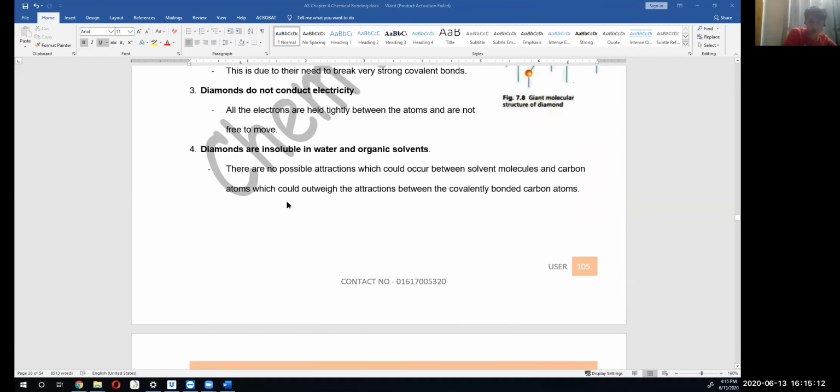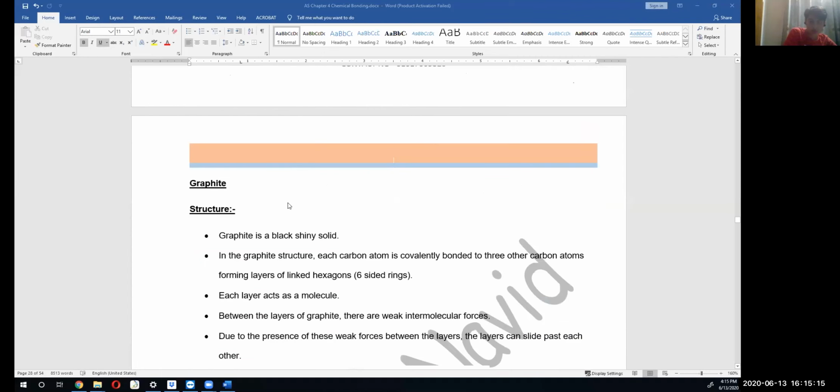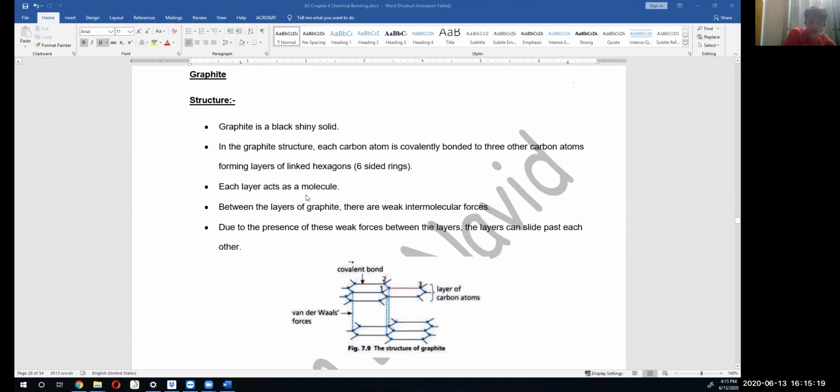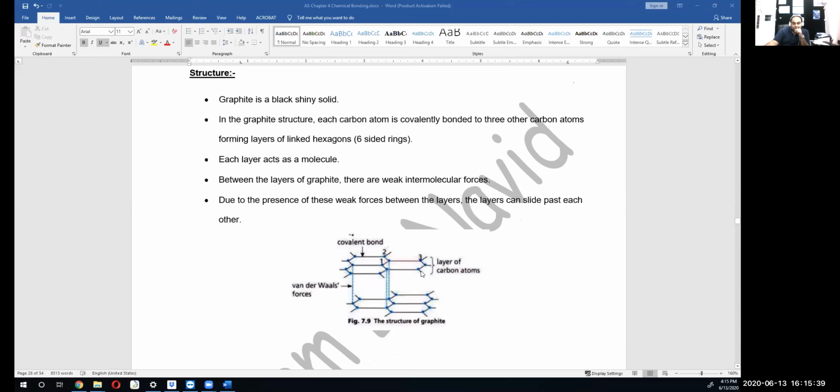Okay, so I'm going to graphite. So graphite is strong, but at the same time it is weak. The individual layers are strong, but between the layers they're weak. Do you get me? Did you understand what I said? Yes sir.